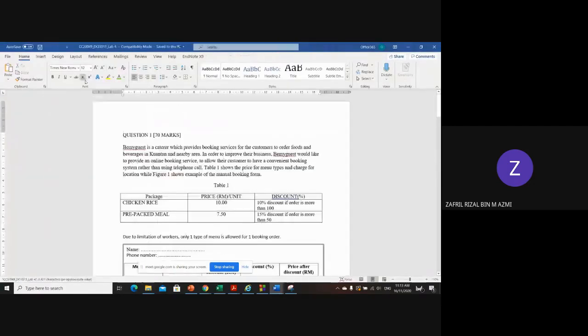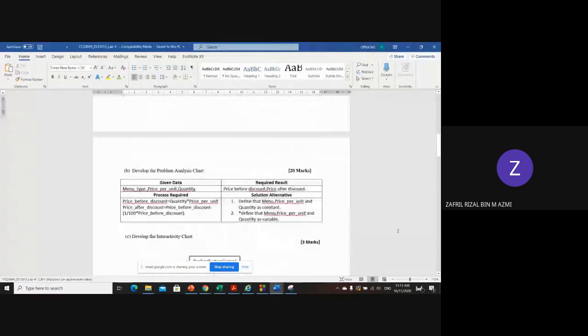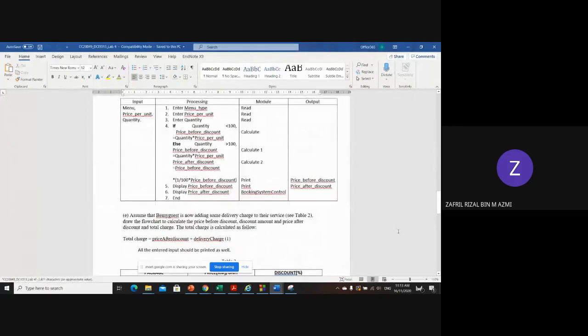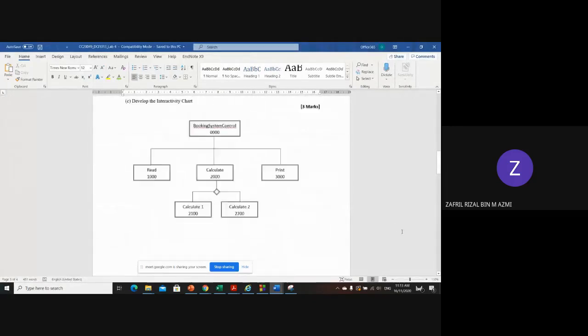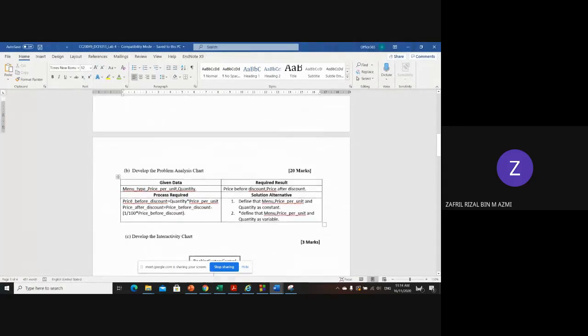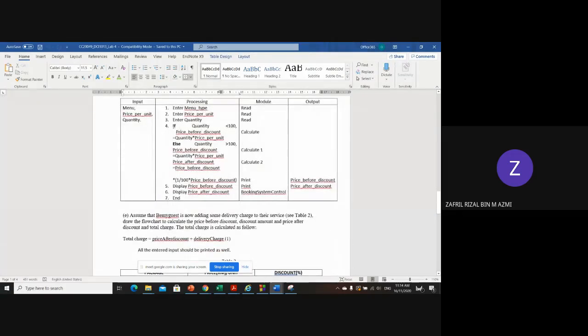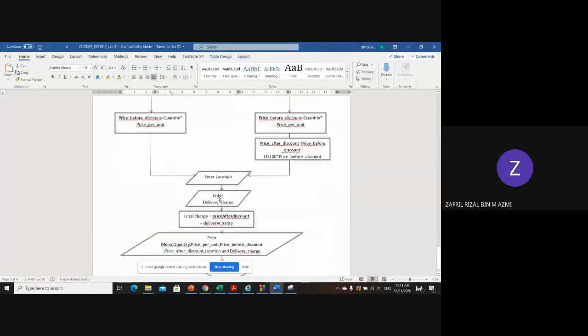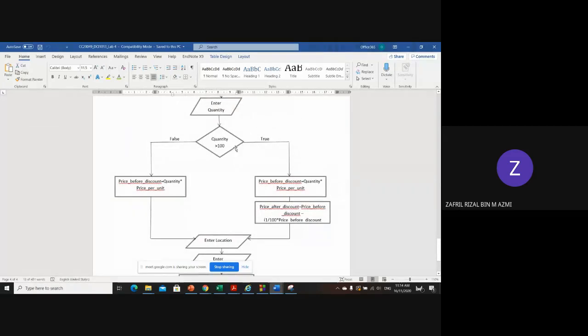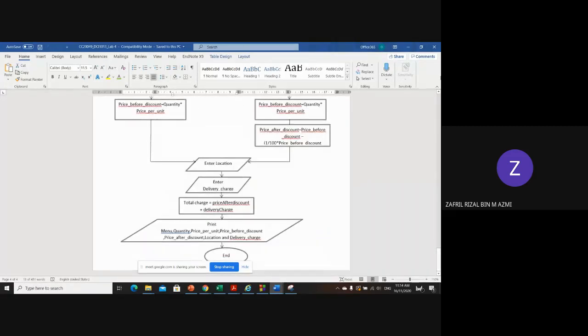Aizuddin. Aizuddin wrong so wrong lah ni. Not enough information. Okay. Suppose you must have decision over here. So this is too simple. Wrong. So very simple, very wrong.